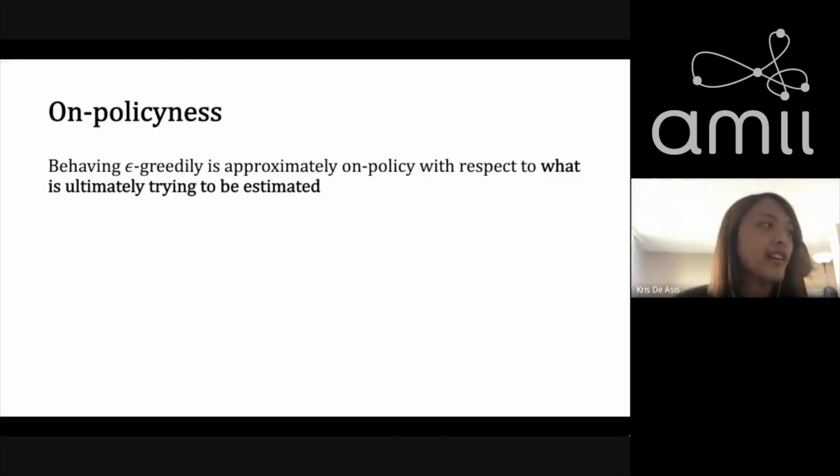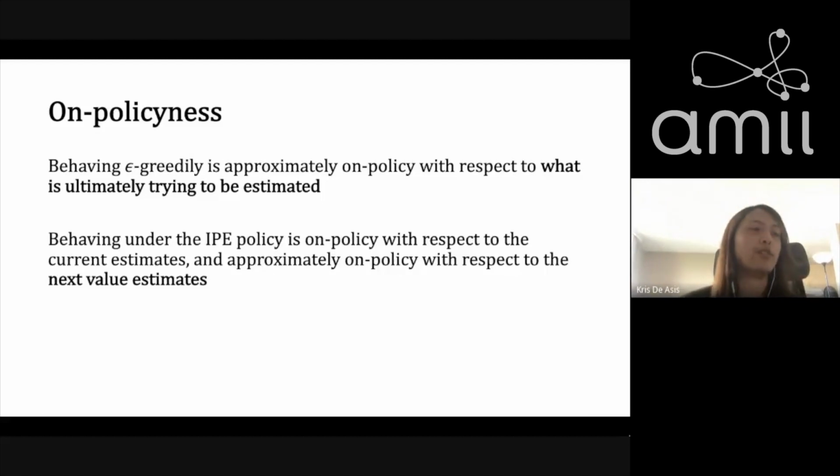Now, some other intuition is that it has this sort of on-policiness to it, where normally when we behave with some soft greedy policy, we end up being on policy or approximately on policy with respect to what is ultimately trying to be estimated. So with some value iteration method with epsilon greedy, it's approximately on policy with respect to the greedy policy, because Q star represents the values under the greedy policy. So you're approximately behaving under what you're trying to estimate. But instead, if you behave under this IP policy, you end up being on policy with respect to the current estimates, which are approximately on policy with respect to the next value estimates after, as you're doing this value iteration process.